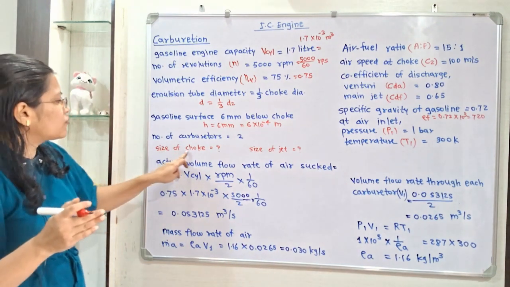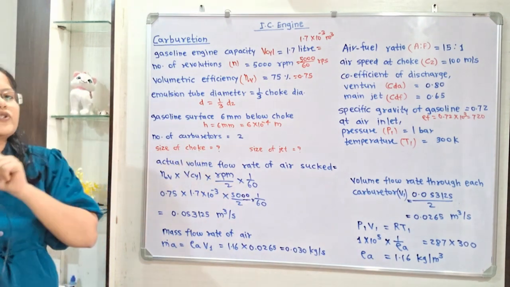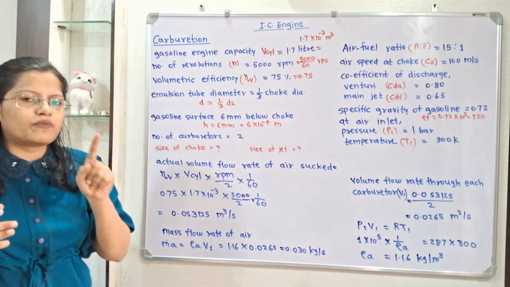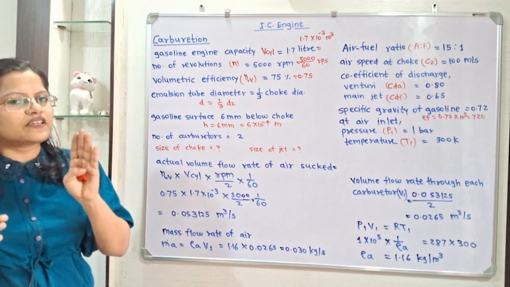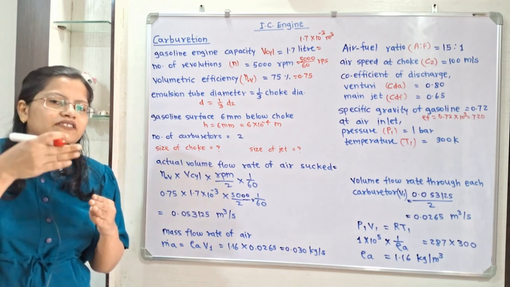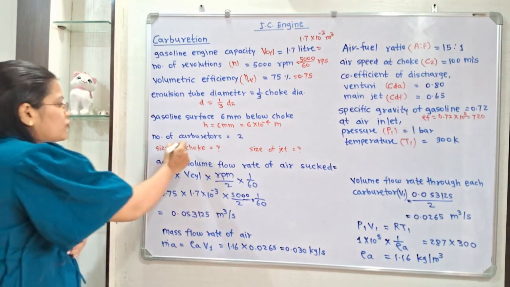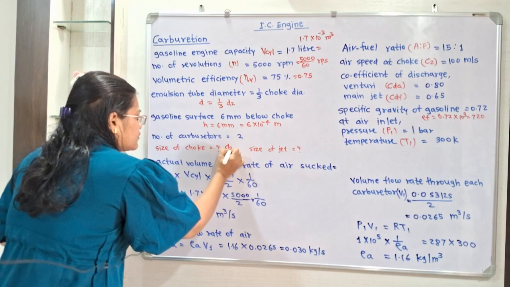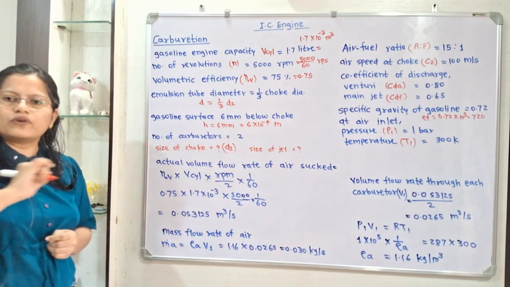Now we have to calculate the size of the choke. So this size is in the form of a circle, so it is the circular shape. So size of the choke, that means we have to calculate the diameter of the choke. So for choke we will use the suffix 2, that is D2 we have to calculate.